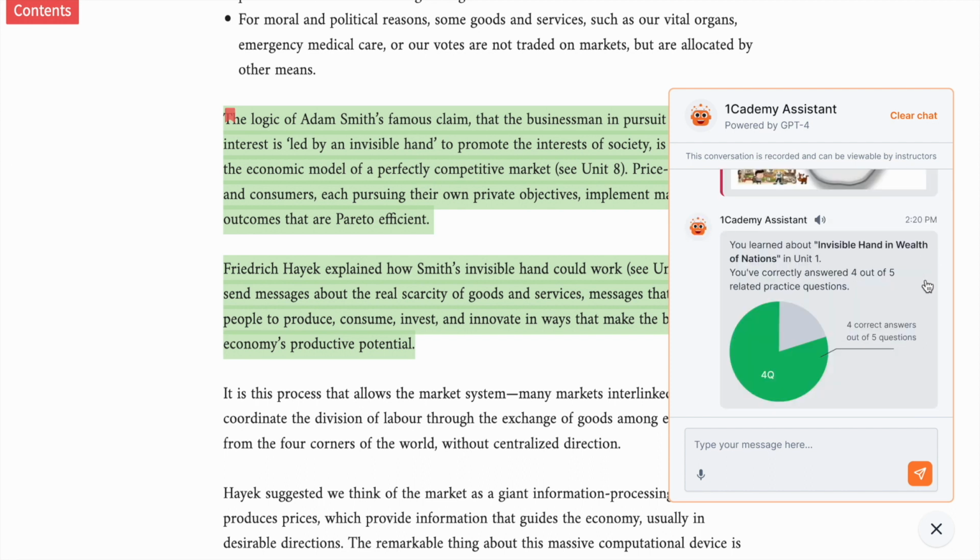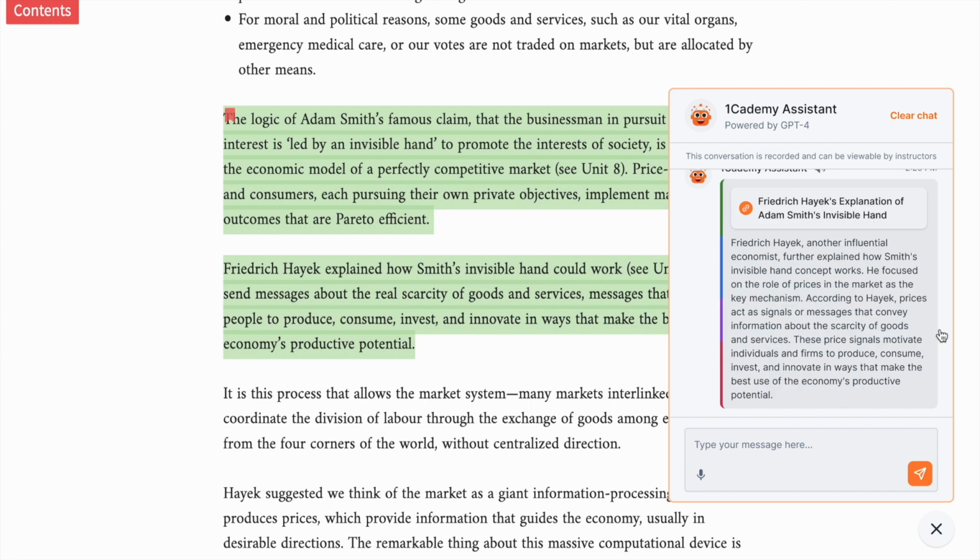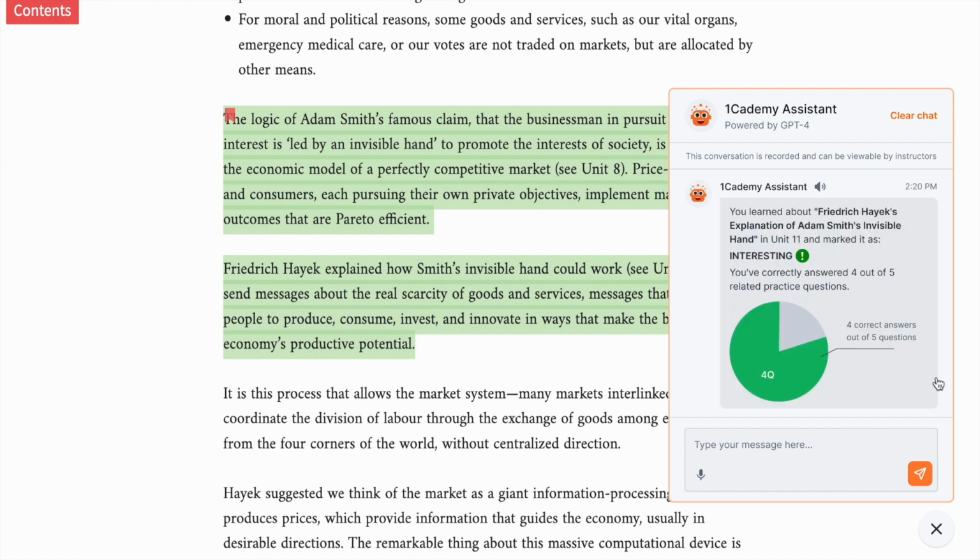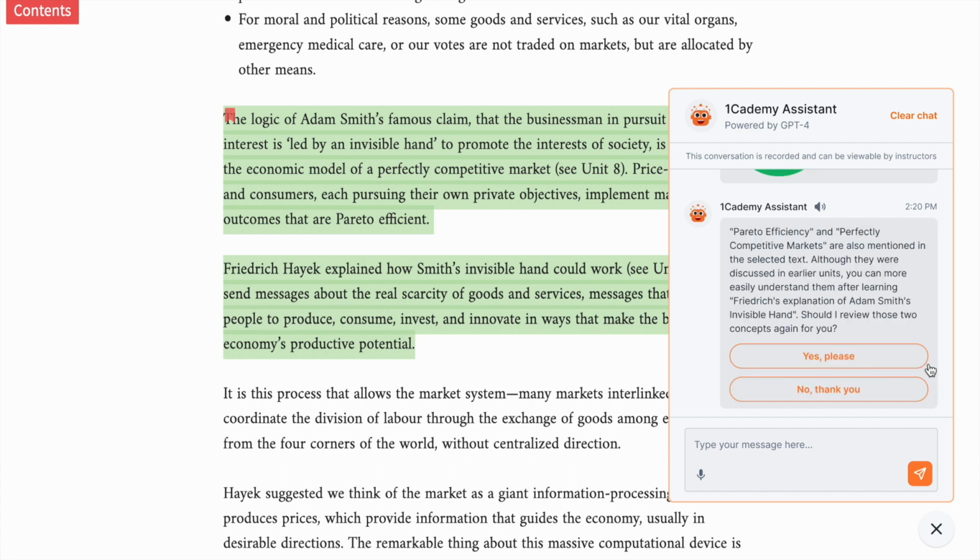The assistant also recalls where in the book the user previously learned this concept and how many practice questions they have completed on it. The assistant then explains another more advanced concept in the text, Friedrich Hayek's explanation of the invisible hand. The assistant will also recall where the user learned about this concept and how many practice questions they completed on the topic. The assistant can also identify concepts that are relevant to the highlighted text.